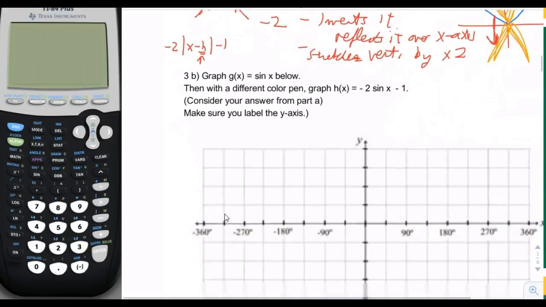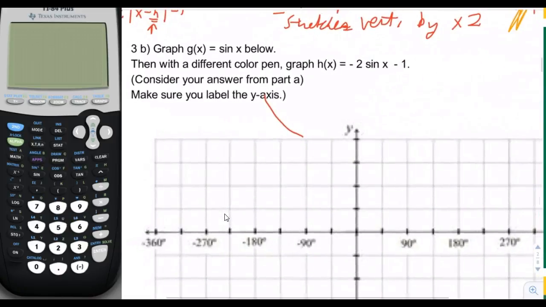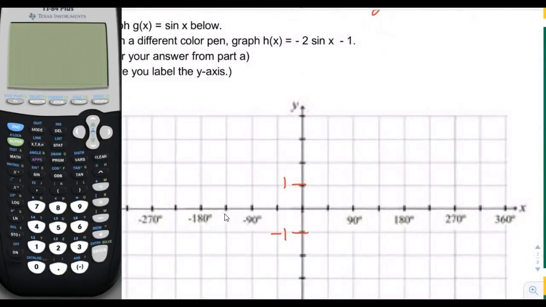All right. 3b. Graph g of x, which is the sine of x, below. Okay, so let's do that. So if you remember, let's mark that this line here is 1 and this is -1. And then I'm going to graph the function sine of x. Okay? The basic function sine of x completes one cycle between 0 and 360. So it goes from 0 to 1 to 0 to -1 and to 0.